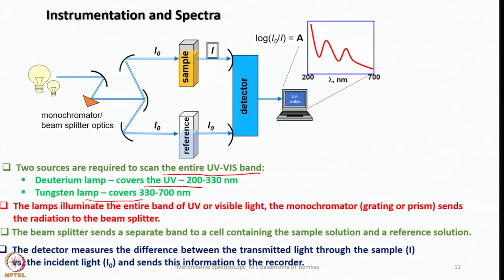The lamp illuminates the entire band of UV or visible light. The monochromator sends the radiation to the beam splitter. The beam splitter sends a separate band to a cell containing the sample solution and a reference solution. You can see here. The detector measures the difference between the transmitted light through the sample versus the incident light and sends this information to the recorder, and then we get a plot in this fashion. This is how a spectrum can be obtained.